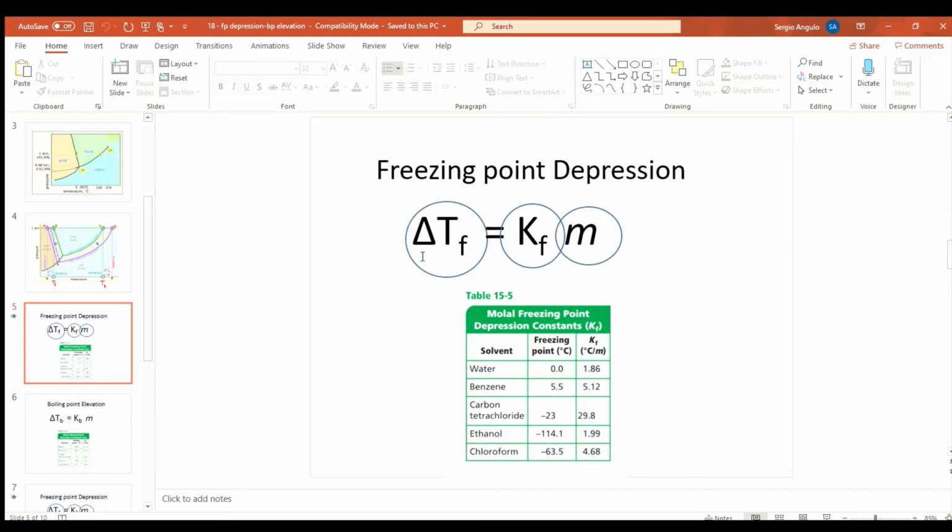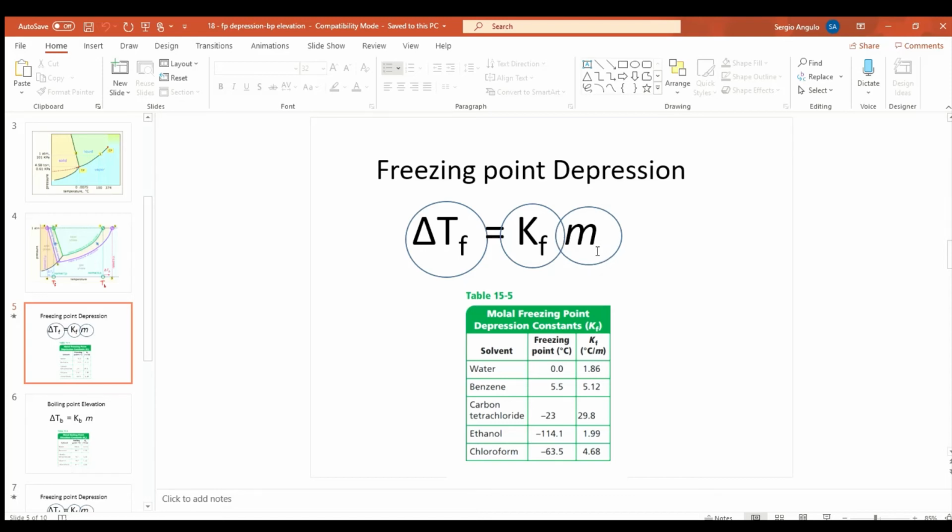So delta T subscript F is how much does the freezing point drop, and that's going to equal capital K subscript F, which is what we call the molal freezing depression constant, which I'll show you down here at the bottom in just a little bit, times m for molality.